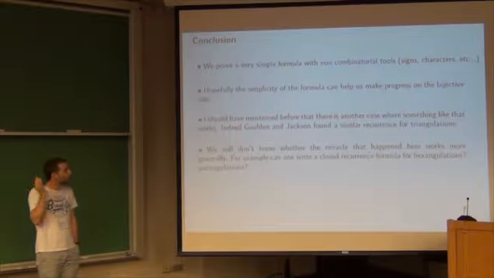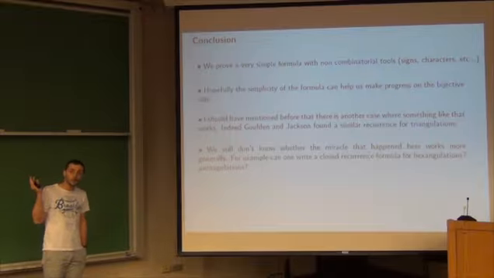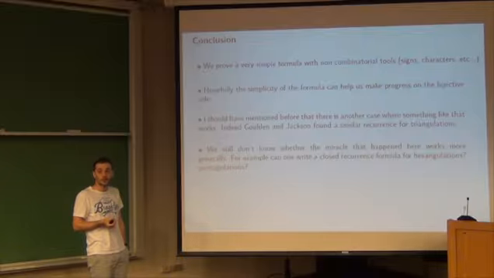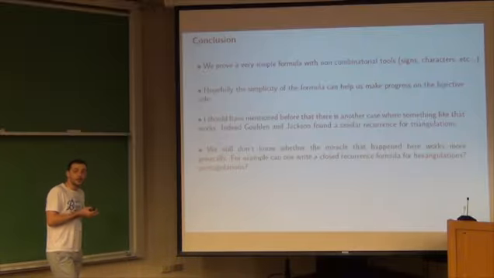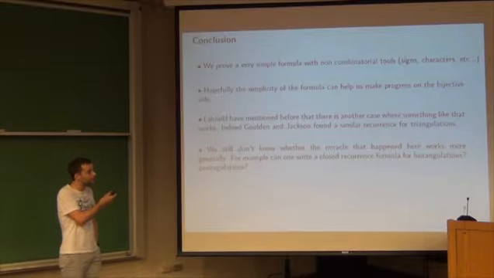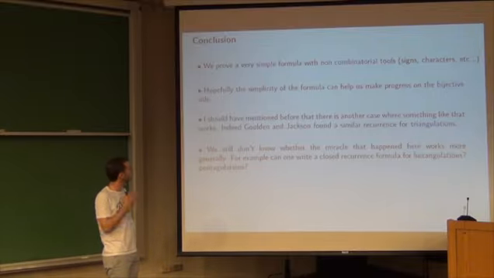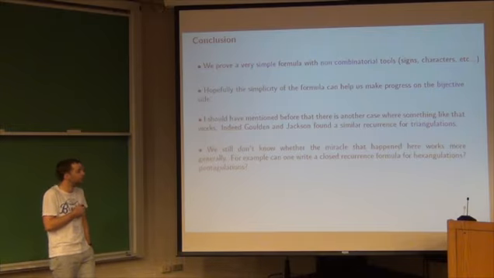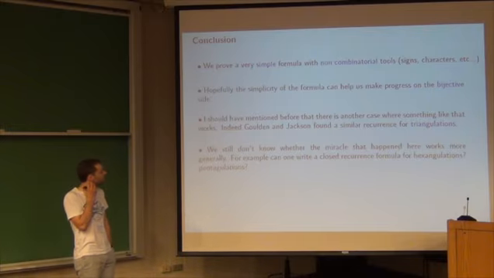So we have proved a very simple formula with very non-combinatorial tools. These are characters and signs everywhere. So of course we would like to have a bijective explanation. And this could take time, given the previous experience with maps. But it's always good when you want to do bijective combinatorics to know the formulas that you're going to prove. So hopefully this can be helpful.